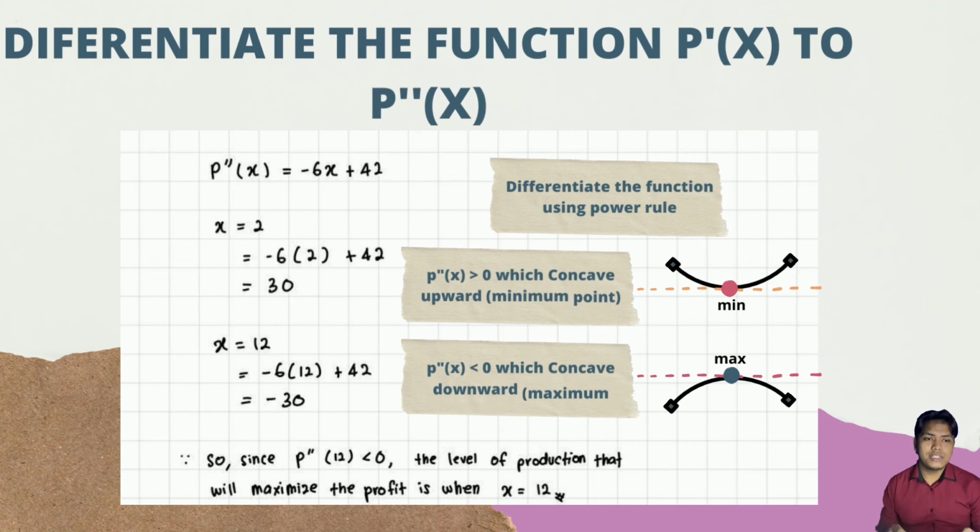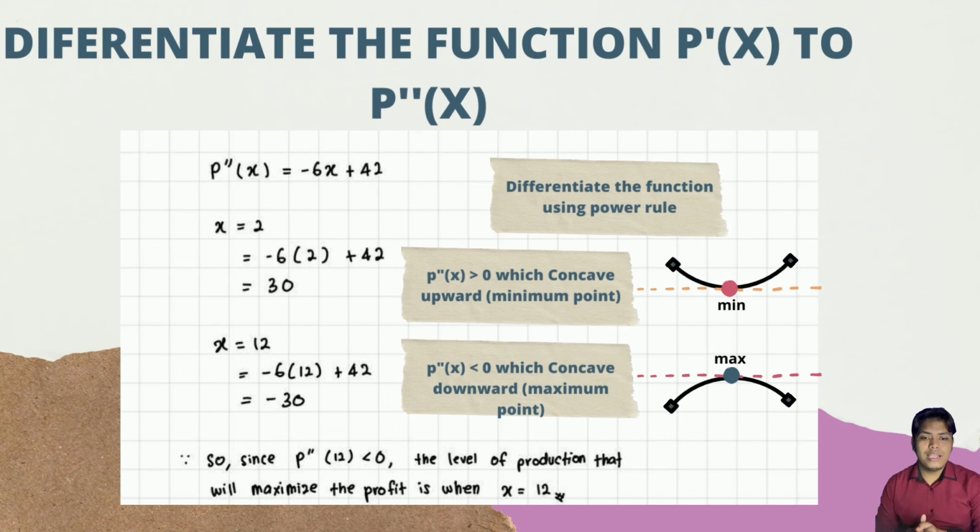So next step, we must differentiate the first derivative function to get the second derivative. Using the same method, which is differentiating the function using the power rule, we will get the second derivative of the profit function equal to negative 6x plus 42. Using the values that we got from the first derivative, which are x equal to 2 and x equal to 12, we substitute those values into the second derivative profit function.